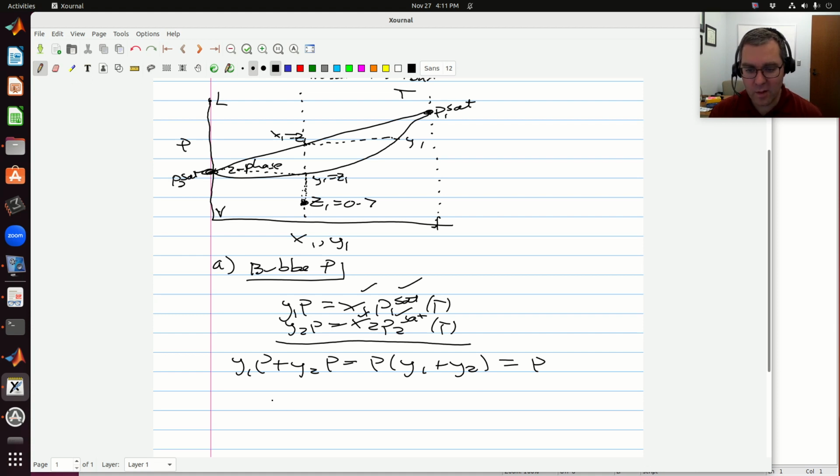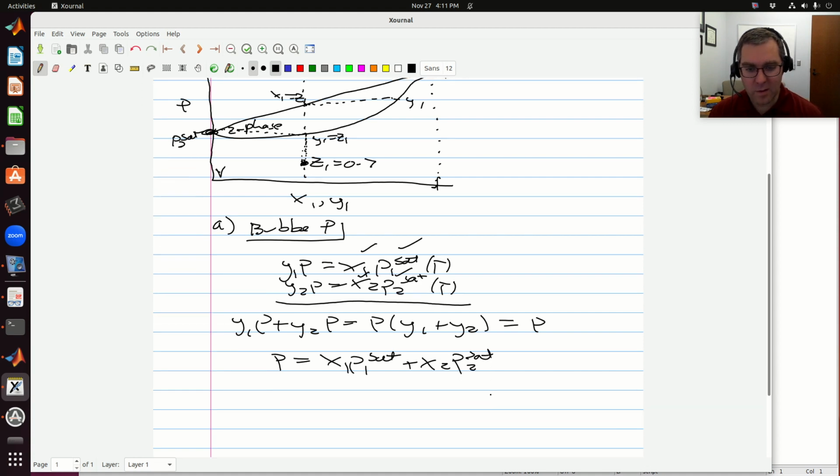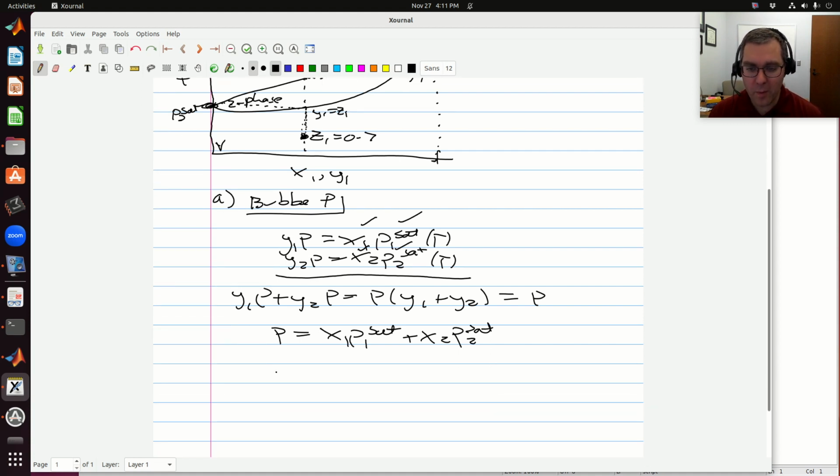So I'm left with, on the left-hand side, P equal to X1 times P1 sat plus X2 times P2 sat. To make this complete, since I'm looking at my bubble point, I'm going to call it P bub. My liquid compositions are just the compositions of my mixture, so that's Z1 times P1 sat plus Z2 times P2 sat. We call this a bubble P calculation.